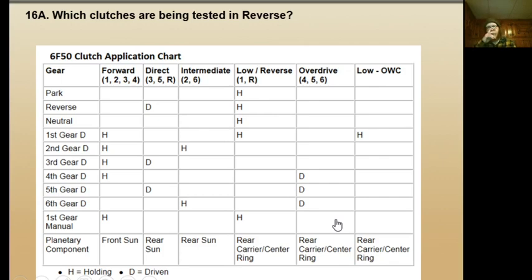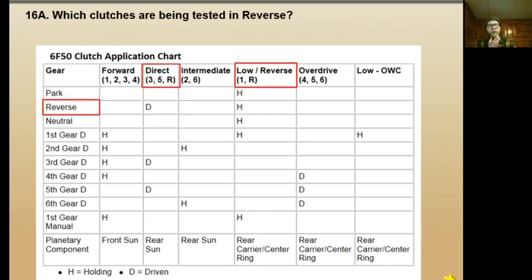Alright, so here's one of these clutch apply charts, and this is a really useful tool when we're trying to figure out what parts of the transmission may have failed. So which clutches are being tested in reverse? First we want to find reverse, and as we go across, the direct clutch is driving, the low reverse clutch is holding, so that one must have its steel spline to the case, and that's it. So it's just those two are being tested in reverse.